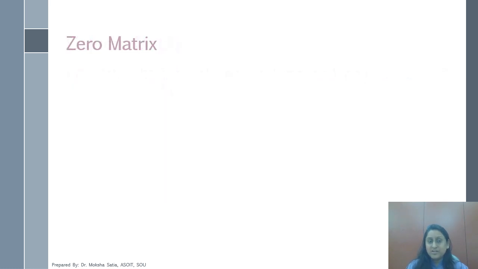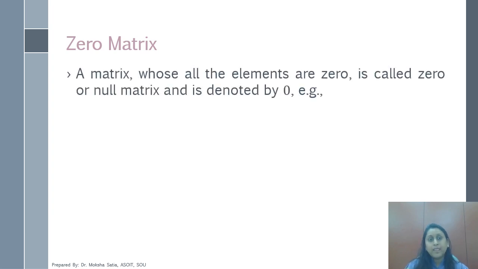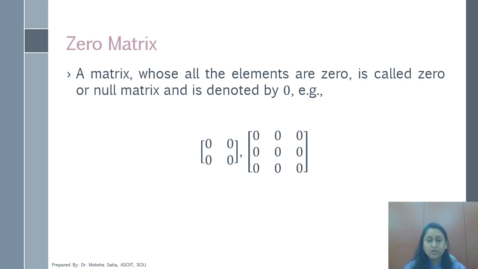Next is a zero matrix. A zero matrix itself defines its identity: a matrix having only zeros is called a zero matrix. A matrix whose all elements are zero is called a zero or a null matrix. If all the elements of the matrix are zero, then we can denote it as O. Here, we don't have any restriction on the number of rows and number of columns. We can take any number of rows and any number of columns to make a zero matrix.